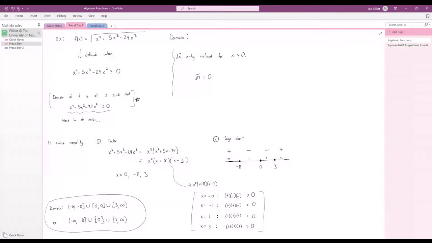Yeah, so again, 0 is included because the function is defined when the inside of the square root is 0.